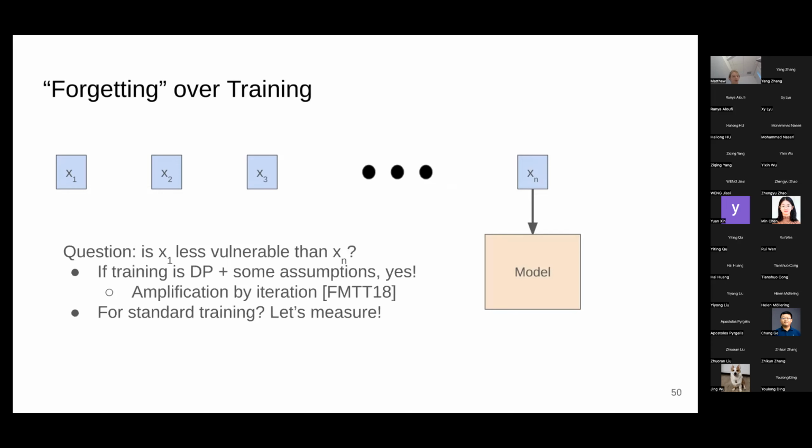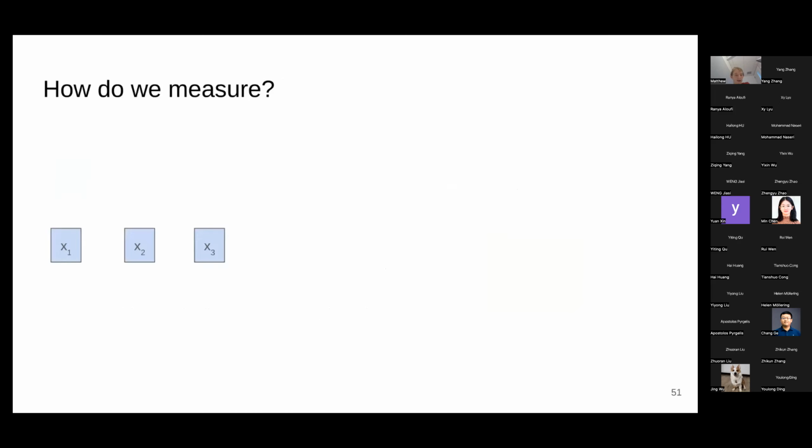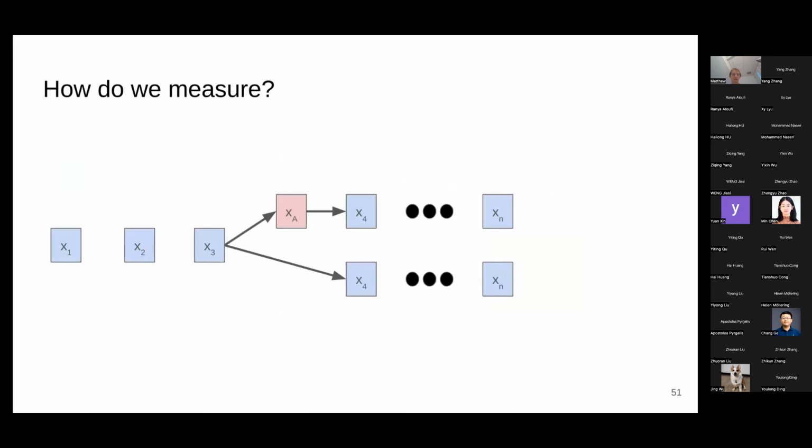So for standard training algorithms, the best we can do for now is just to measure whether this vulnerability changes over the course of training. And the way we're going to do this is we're going to start out this training process like normal. We update on X1, X2, X3, and then we're going to branch the training. So we're going to have some points that we inject into the training set, and then we're going to continue training. So here I'm saying X4 through Xn.